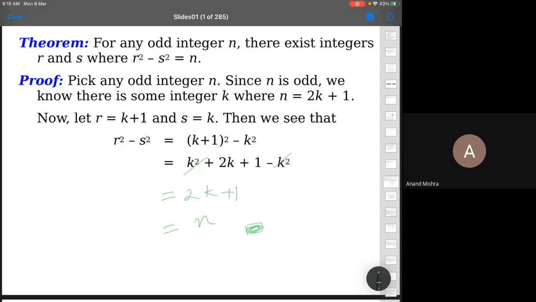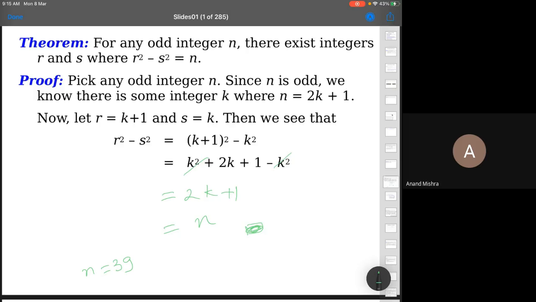In our example, which I just asked, our n was 39. So it doesn't mean that there is only one solution, that k plus 1 and k. You can have many other solutions, but we are not interested in finding all the solutions. What we are interested in is finding one solution, because for proving this, you don't need to find all the solutions.